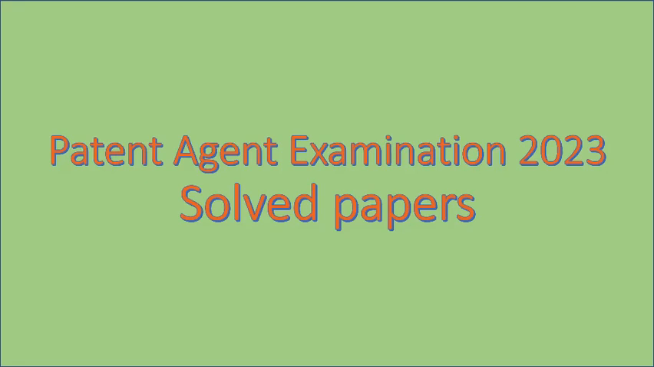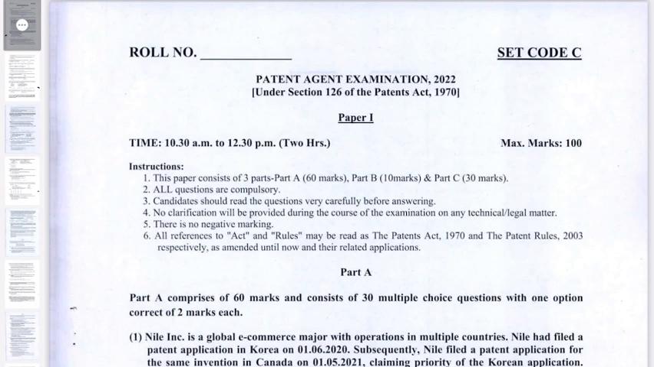So the patent agent examination 2022, this is set code C, and we are solving paper 1. Part 1 consists of 30 multiple choice questions for 2 marks each.